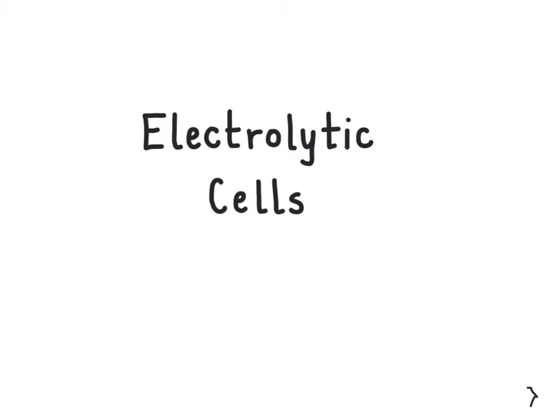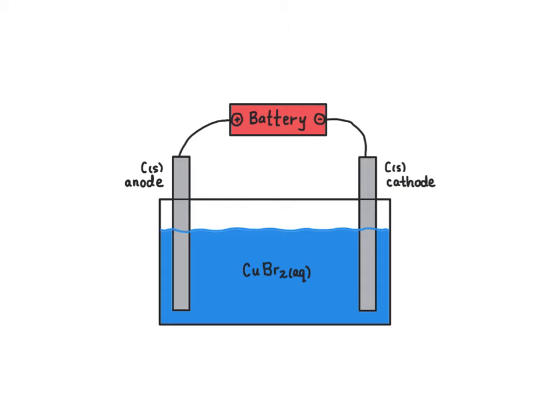In this video, we're going to talk about electrolytic cells, and we'll look at an example of an electrolytic cell and walk through how it operates. So this is an electrolytic cell, and we're going to start by walking through some differences between an electrolytic cell and a voltaic cell, which we've been studying to date.